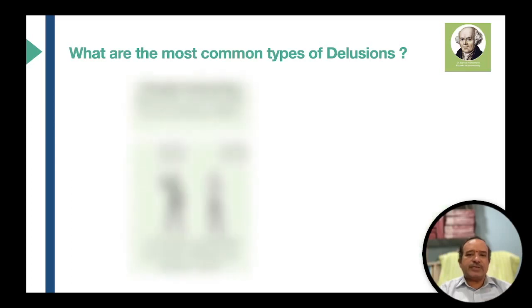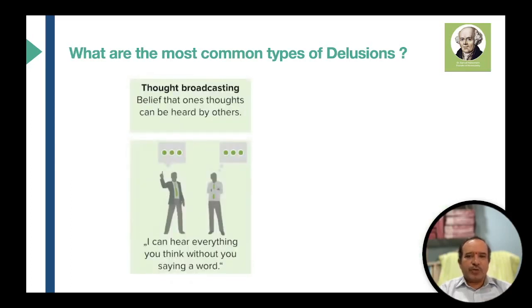And next we come to the delusion of thought broadcasting. Thought broadcasting is the belief that one's thoughts can be heard by others. I can hear everything without you saying a word. So they think that whatever your thought processes are, I can analyze you. I can say what your thought processes are. This sort of subconscious feeling comes into thought broadcasting.